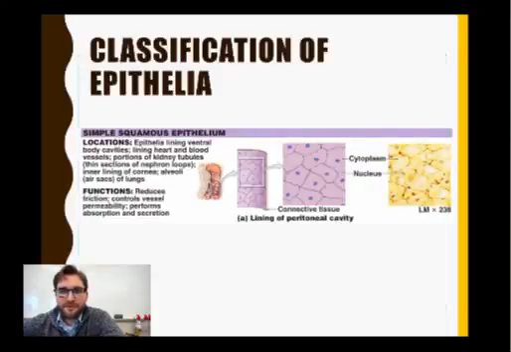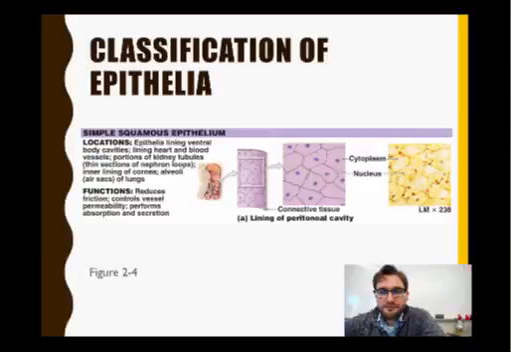Simple squamous epithelial cells can be found in a number of areas of the body, including the ventral body cavities. They line the heart and blood vessels, along with portions of kidney tubules. Their functions are to reduce friction and control vessel permeability. So this helps to relate to the job of absorption and secretion.